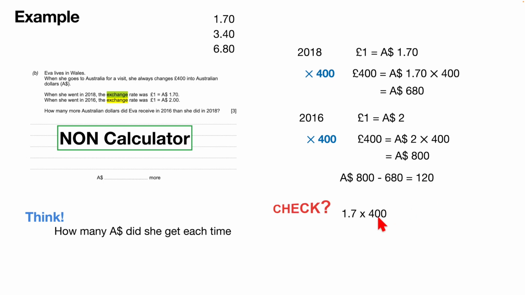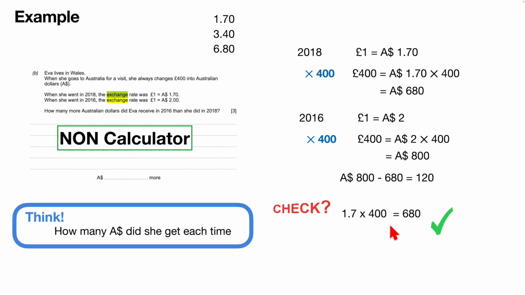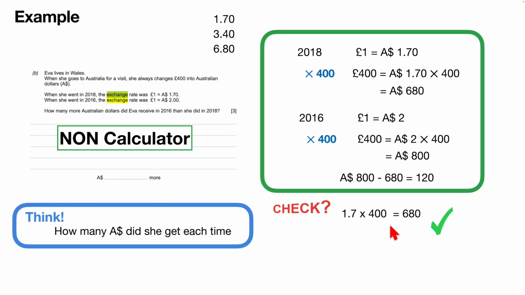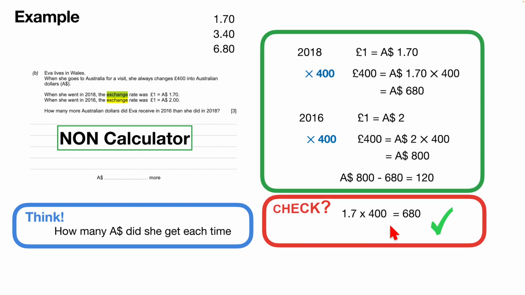Quick check. This is the hard bit. 1.7 times 400. 3.4, 6.8. Yeah, that's right. Very happy with that question. It is one of the easy ones for 3 marks. I had a little think. I did a little doing. And then I had a check. Happy with that. Oh, there's another check as well. 800 minus 680 is 120. Well, that's useful to know.